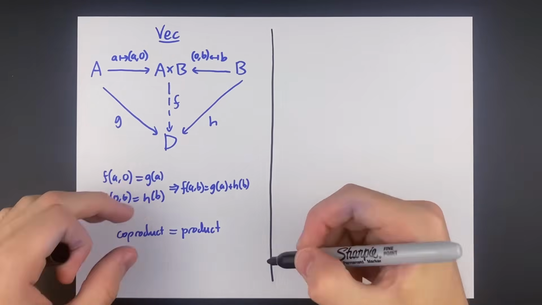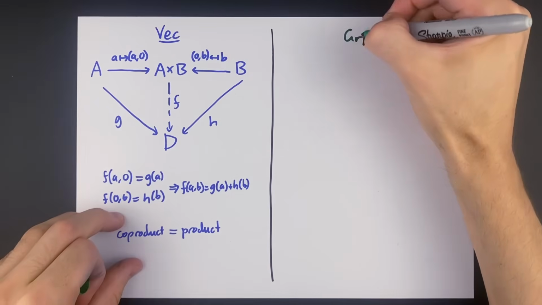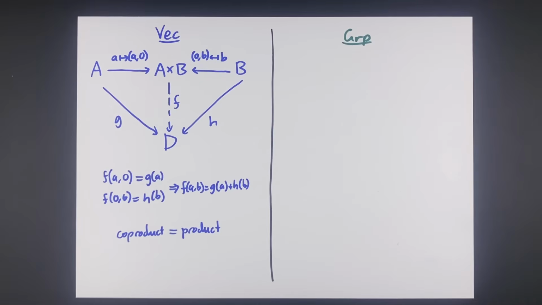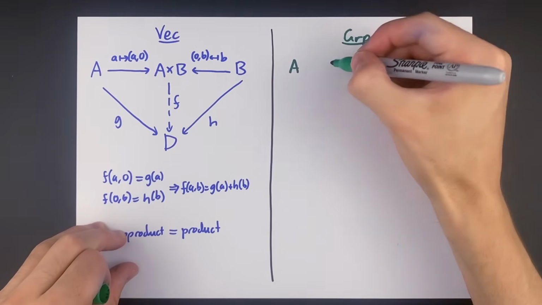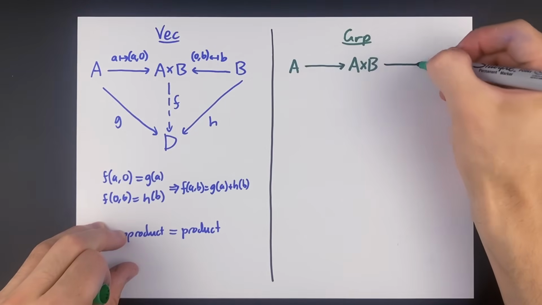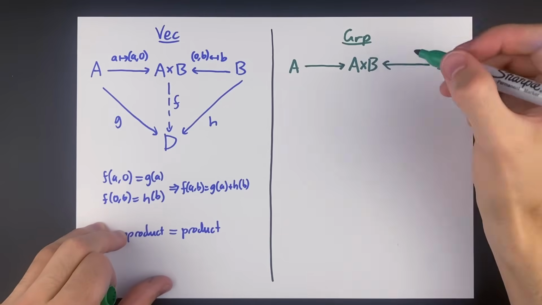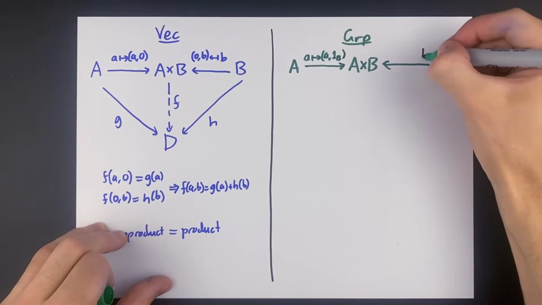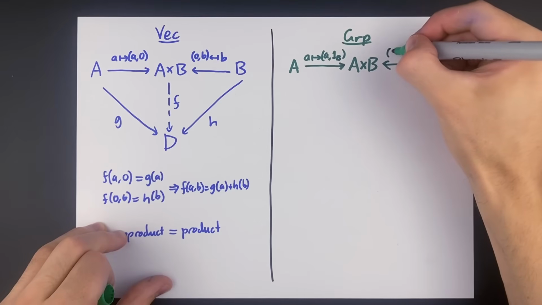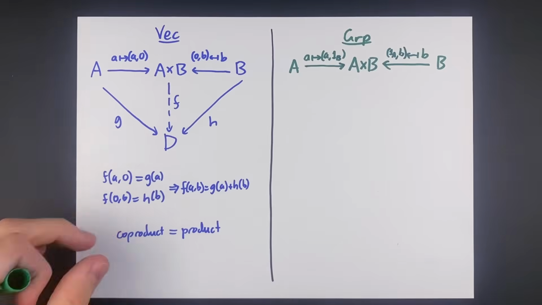What about the category of groups? Groups have some similarities with vector spaces, and we've seen that they handle products in basically the same way: take the Cartesian product with component-wise operations. So if A and B are groups, then a candidate for their coproduct is to take the Cartesian product with the inclusion maps pairing elements of A with the identity of B, which I'll denote 1B, and pairing elements of B with the identity of A, which I'll denote 1A.